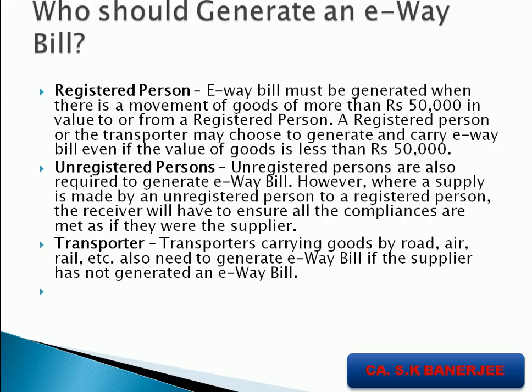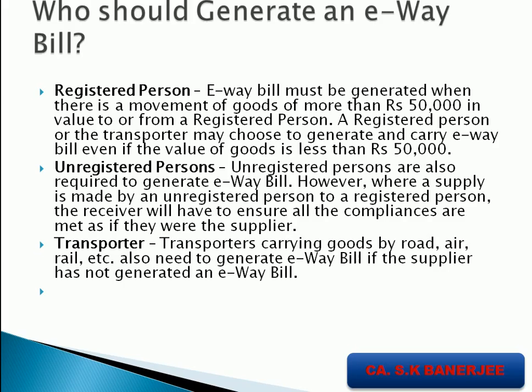Unregistered persons are also required to generate e-way bills. However, where supply is made by an unregistered person to a registered person, then the receiver, that is the registered person, will have to ensure all compliances are met as if they were the supplier. So unregistered persons have to generate an e-way bill, but if you are an unregistered person supplying to a registered person, then the receiver, that is the registered person to whom goods are being sent, takes on the onus of preparing the e-way bill.